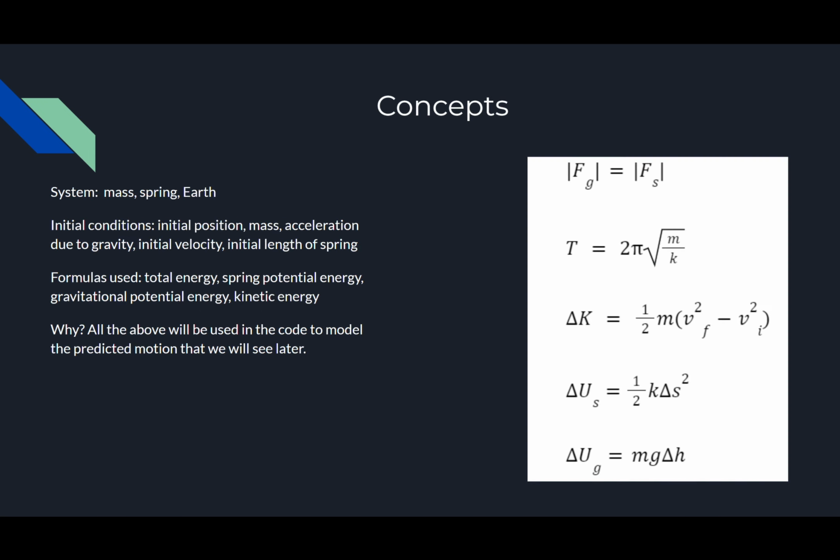In this experiment, we will label the system as the mass, spring, and Earth, with initial conditions being the initial position, found through the Tracker app, the initial length of the spring, found in the pre-lecture video, the acceleration due to gravity, and the initial velocity.